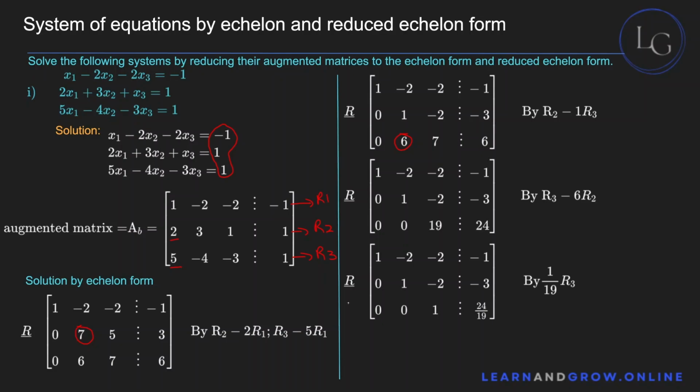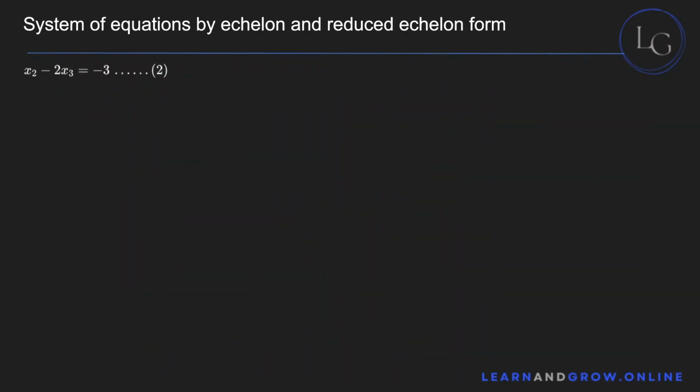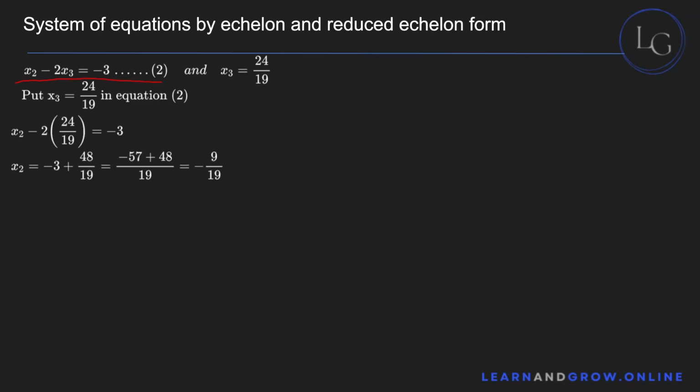You can solve the system of linear equations just by using this here. And how you'll do that is you'll write the rows down in their equation forms. So row 1 becomes this equation, row 2 becomes this equation, and row 3 becomes this equation. So the value of x3 is explicitly 24 by 19, as we've seen from the echelon form. You'll put the value of x3 in equation 2 here to find the value of x2, and by solving it, you get the value of x2 as minus 9 by 19.